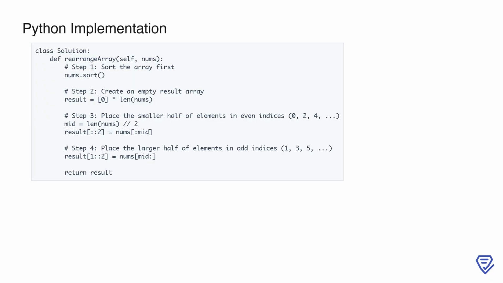Complexity analysis. Sorting: sorting the input array takes O(n log n) time. Rearranging: filling the result array takes O(n) time. Overall, the time complexity is dominated by the sorting step, making it O(n log n). This approach is efficient and works for all valid inputs, as it systematically avoids placing elements such that the condition is violated.